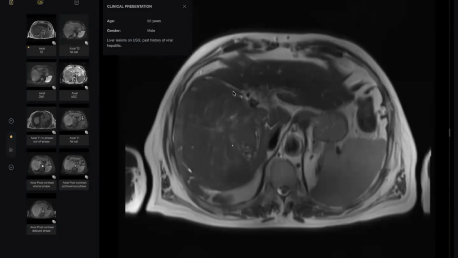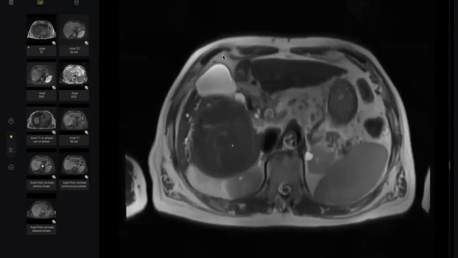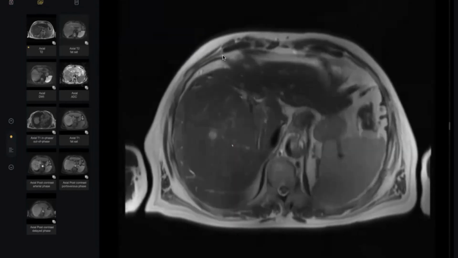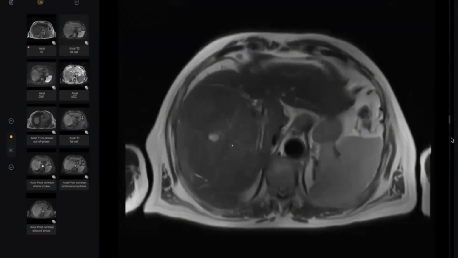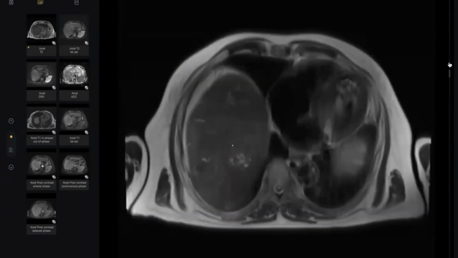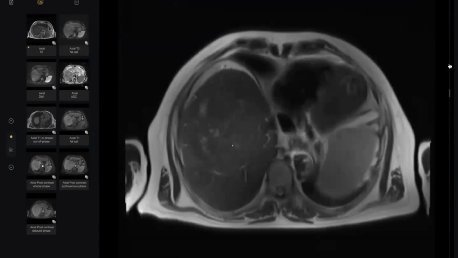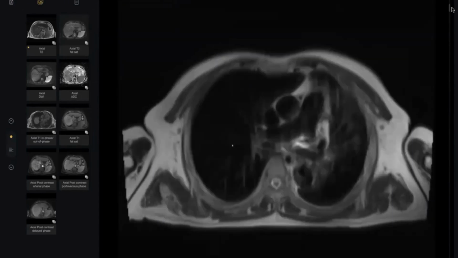A 65-year-old male patient presented with abnormal hepatic ultrasound. Go on. Okay, so it doesn't scroll. I'm trying to scroll, but it's stuck. Use the arrow. Can you scroll for me, please? Use the arrow. Okay.